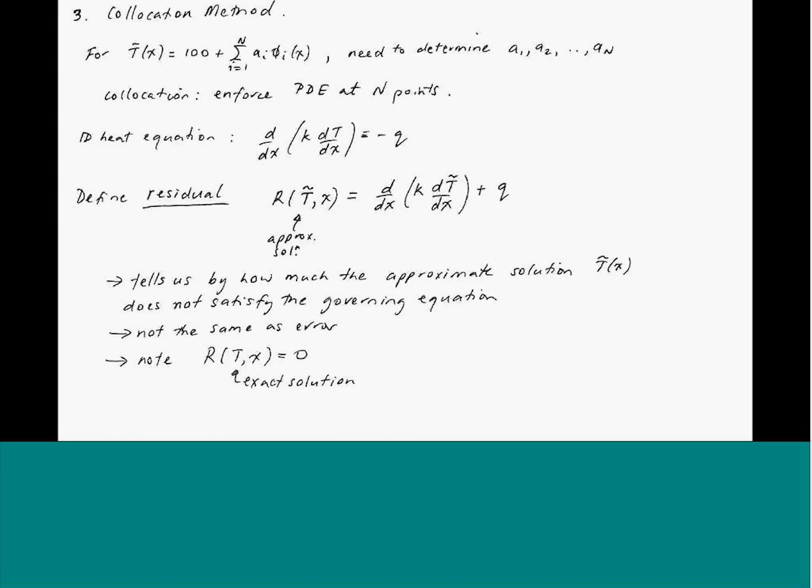Okay, so how does that work out mathematically? So that's what collocation means. We're going to enforce the PDE at n points. So how are we going to write that? Let's again write down the example that we're considering, which is the 1D heat equation. I'll write it in the general form here with k still in there: d by dx of k dT dx equals minus Q.